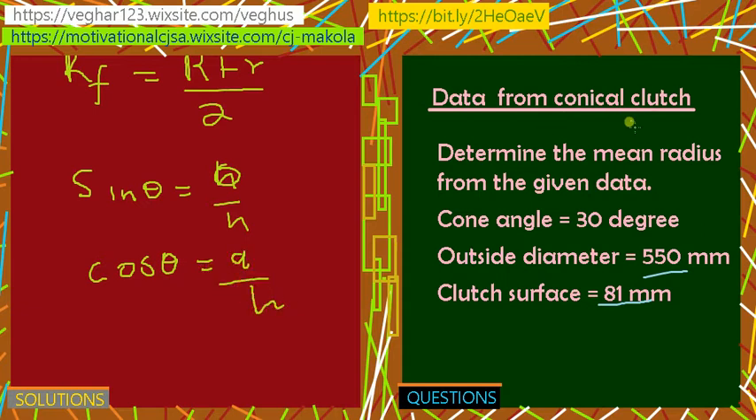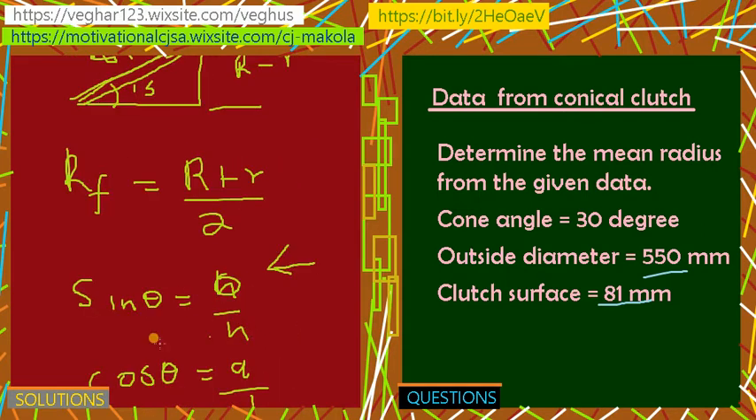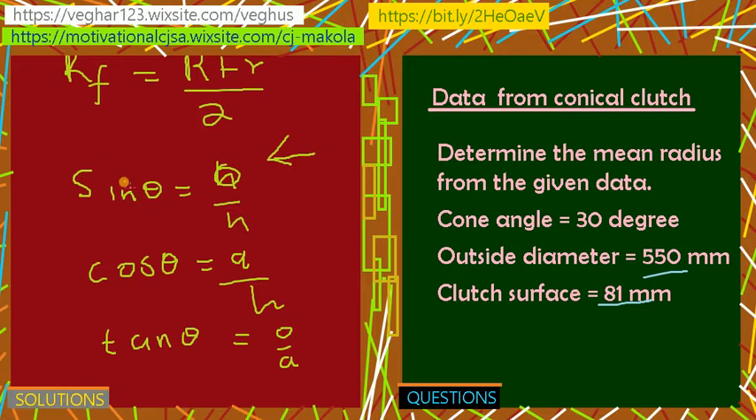This is a conical clash. It's a cone, something like this. So we don't need the whole cone, we need half of the cone, which is the semicone angle. So we have tan theta, which equals opposite over adjacent. We have to get the ratio that has the fewest unknowns.